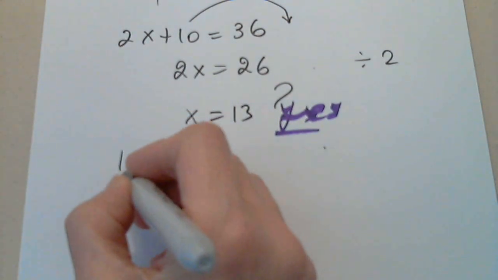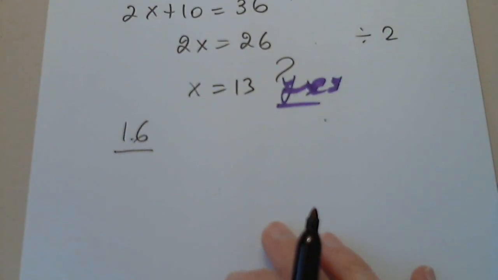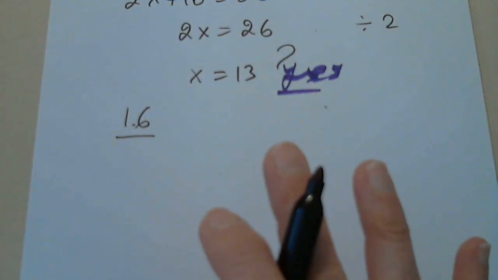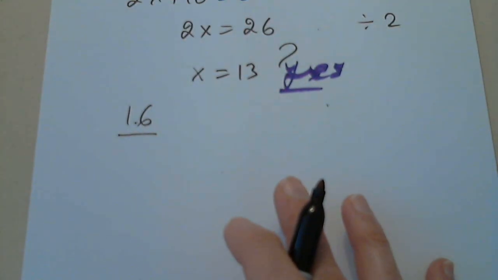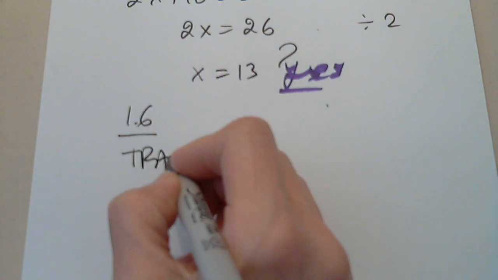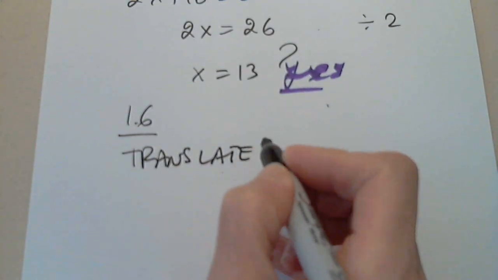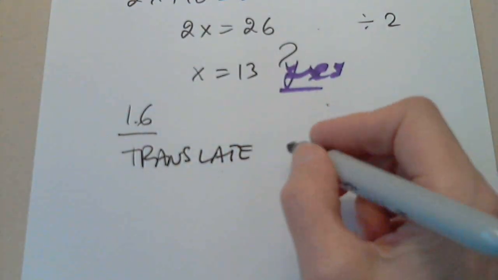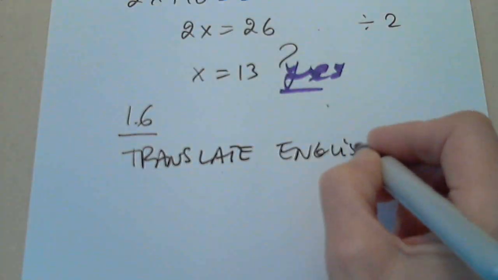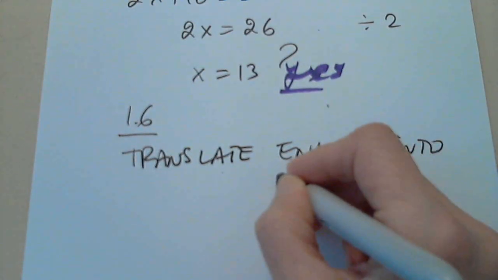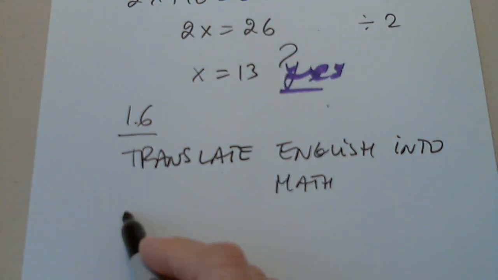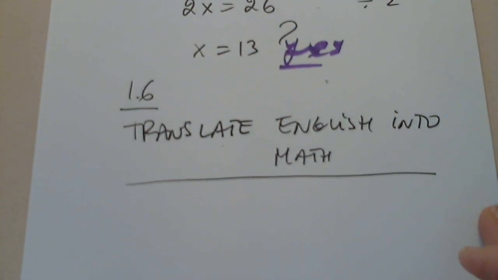So we're looking at 1.6 now. And in 1.6, what I would like to do is translate. Translate? What is this? Okay, translate English into math. It's not easy to translate English into math. Okay?